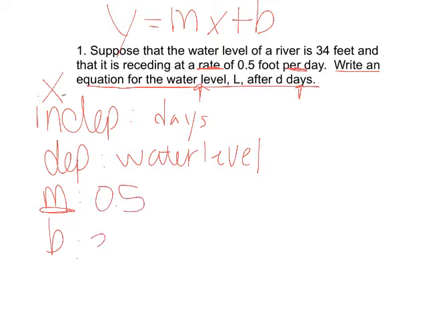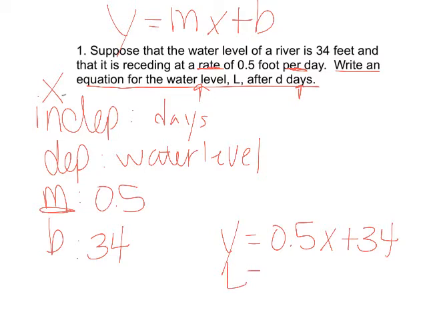And then our b is, what does it start at? It starts at 34 feet. So our equation is y equals 0.5x plus 34. And they told you to use other letters. They said L equals 0.5d plus 34.